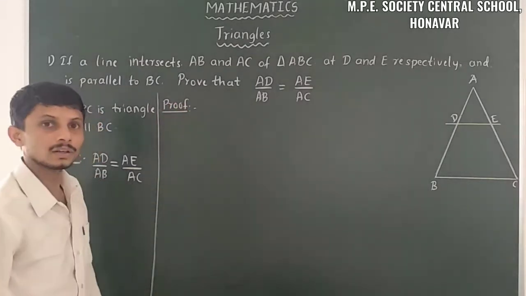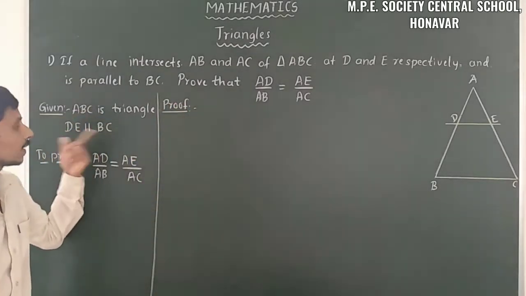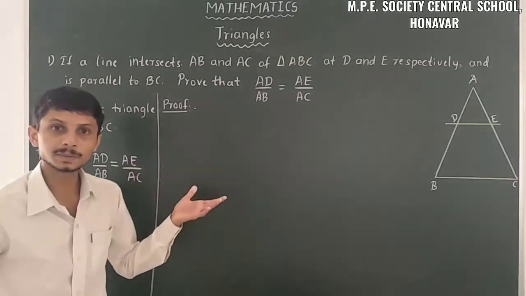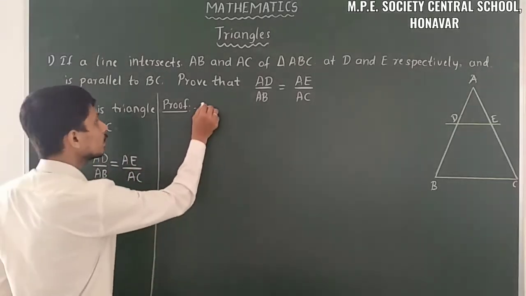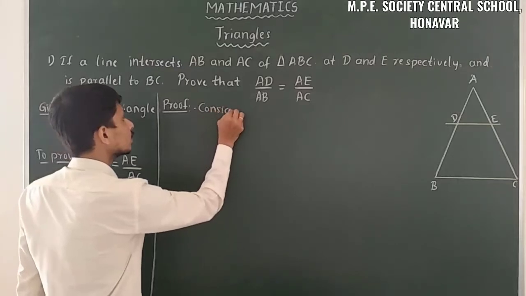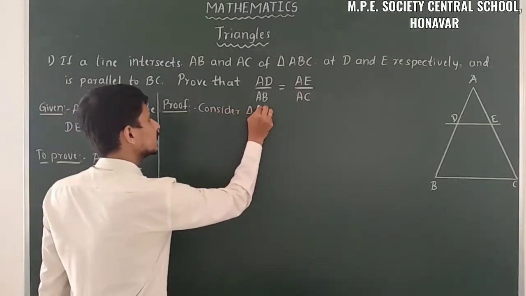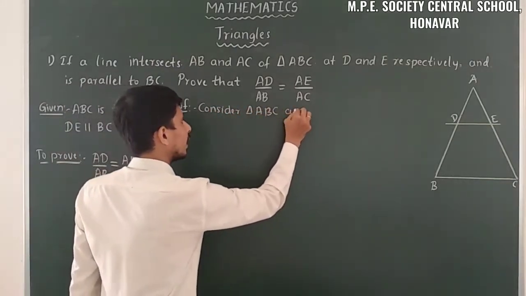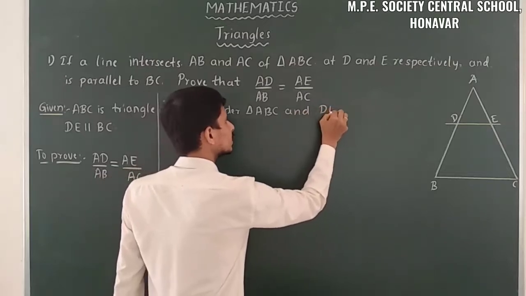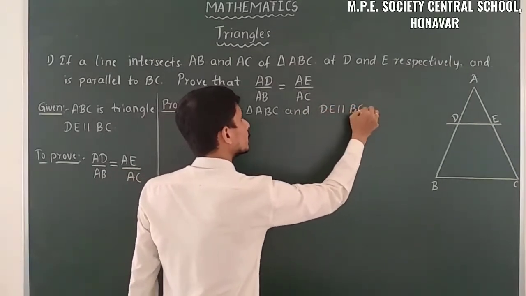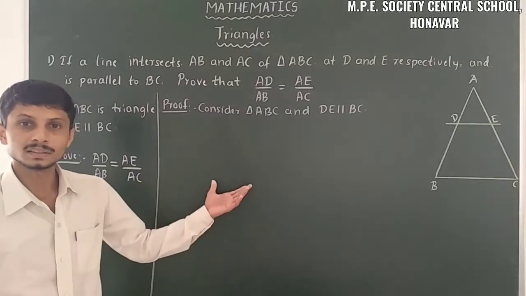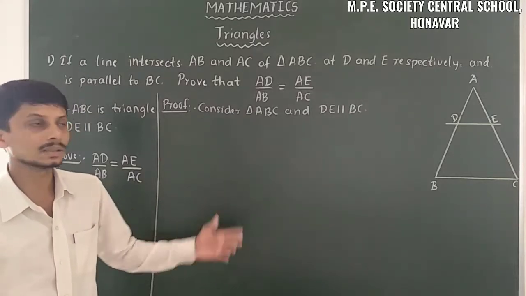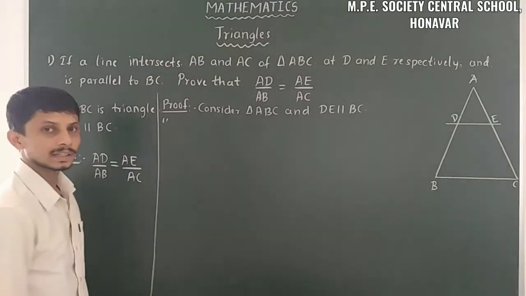Here ABC is a triangle and DE is parallel to BC. So those two things we can use. Consider triangle ABC and DE parallel to BC. So from theorem 6.1 we can easily take that relationship. It is better to write the statement here.